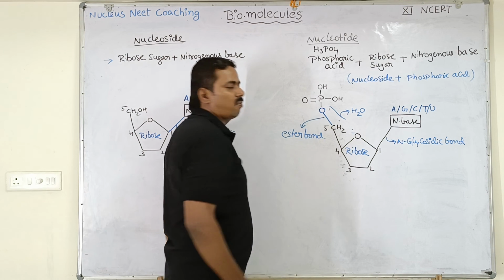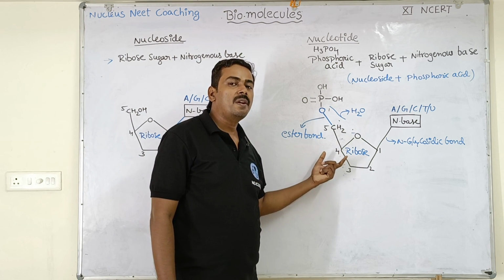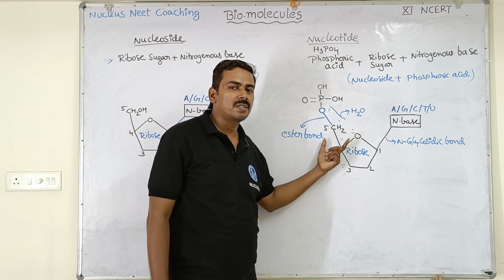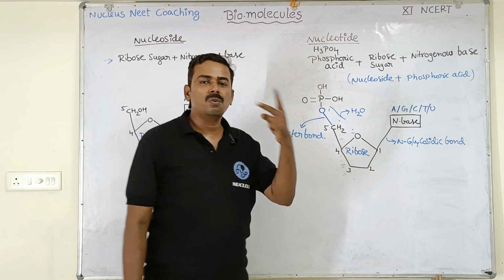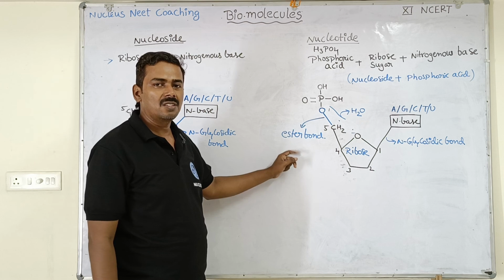Because of the presence of phosphoric acid. And what are the types of bonds? How many types of bonds are present in a nucleotide? There are 2 types of bonds. One is the N-glycosidic bond and another is the ester bond.